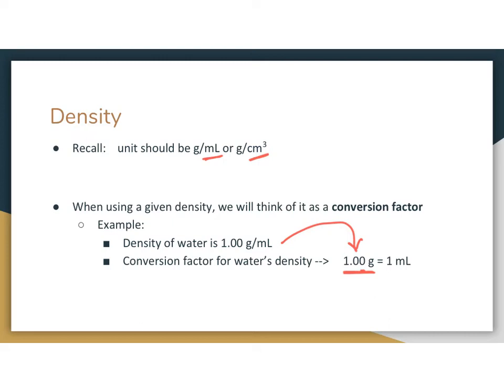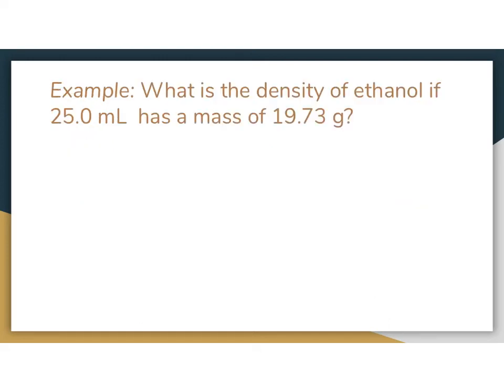So let's try using this in an actual calculation. My example is, what is the density of ethanol if 25.0 milliliters has a mass of 19.73 grams? All right, so anytime that we're doing a density calculation, you should remember that density equation. So density is equal to mass over volume.